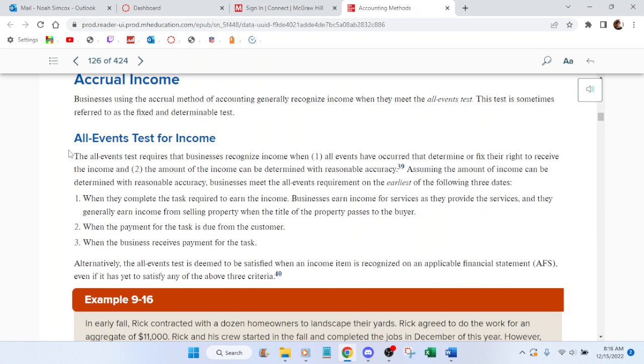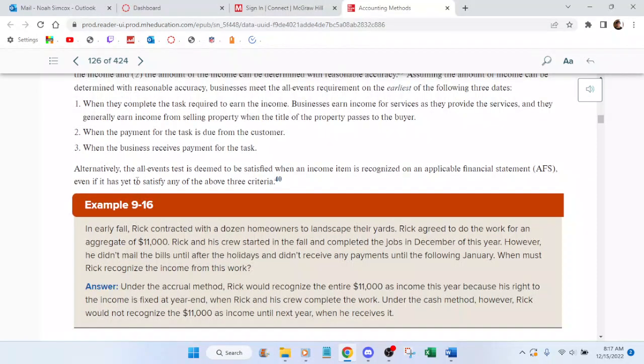3. And when the business receives the payment for the task. So when the payment is due, even if they haven't paid yet. What the heck? When the payment is due? Or when they receive the payment. The earliest of any of 3 things. Even if it's due and they haven't paid yet, that still counts? What the heck? What on earth? That seems weird.